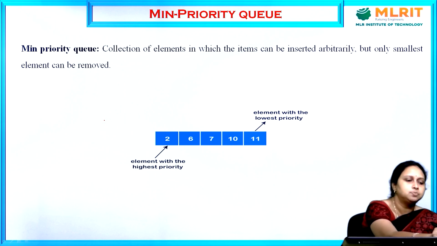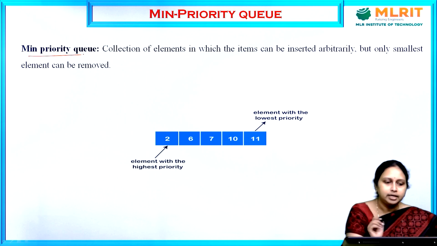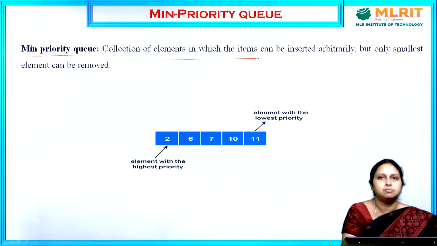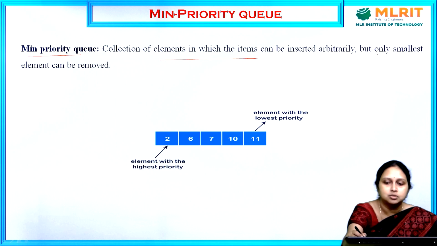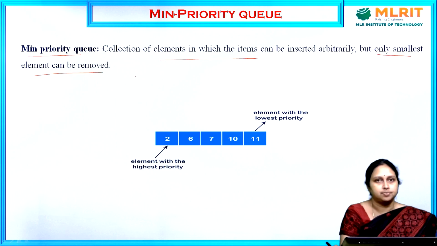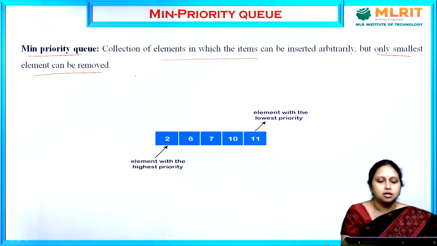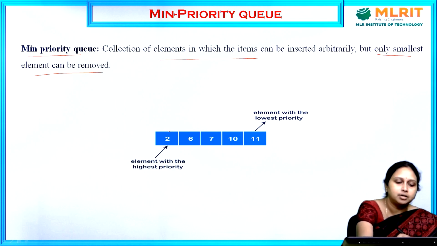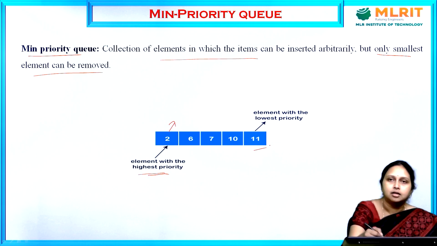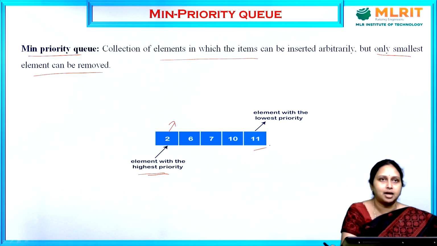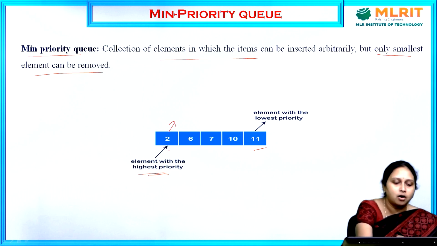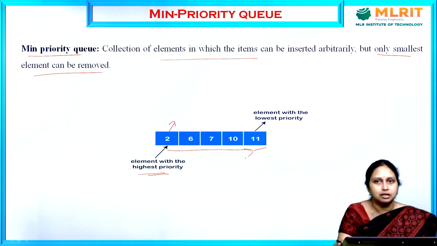Let us see what a min priority queue is. Here is a collection of elements in which the elements can be inserted arbitrarily, but only the smallest element can be removed first. You can insert the elements in any order, but here it is represented in the ascending order, and from this the smallest element is going to be deleted first. That means the smallest element has the highest priority and the largest element has the lowest priority in the min priority queue. The order, if you check, is ascending, increasing order, in which the elements are going to be stored.